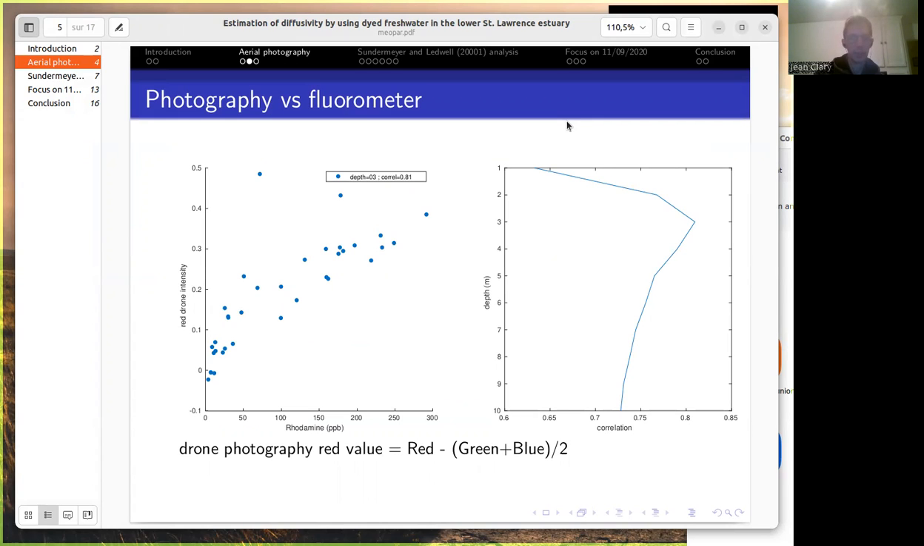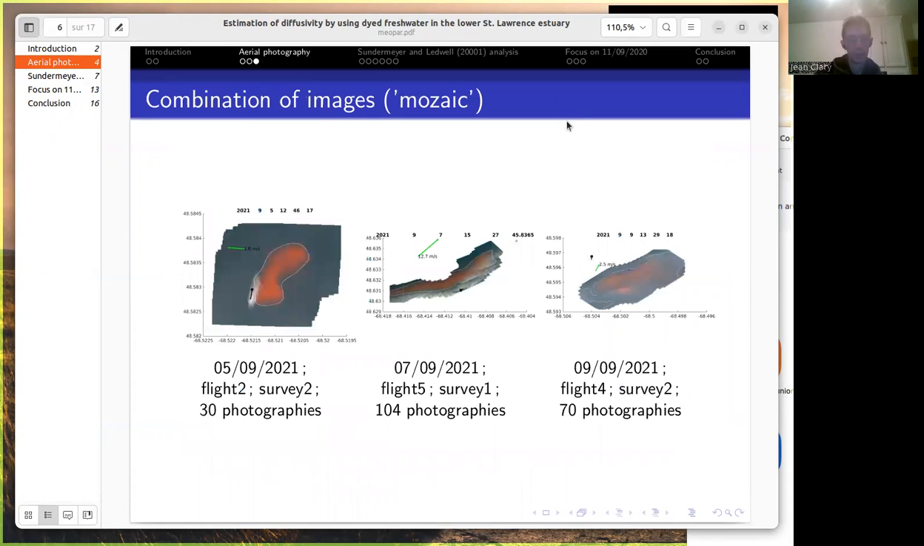And we found that the drone can see the dye up to a depth of 3 meters. Here, the red intensity is the red channel minus the average between the green and the blue channel. After that, we create mosaics for each survey. Here are 3 examples. The left one is good. In the middle, I have a lot of sun and reflection. And in the last case, I have lower dye concentration.